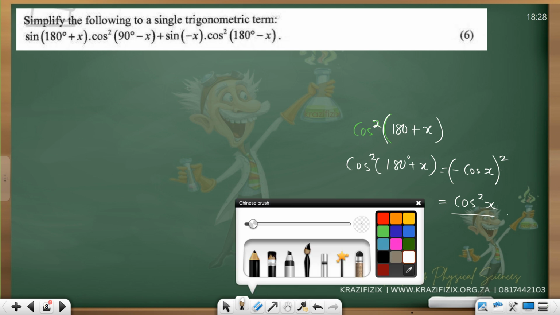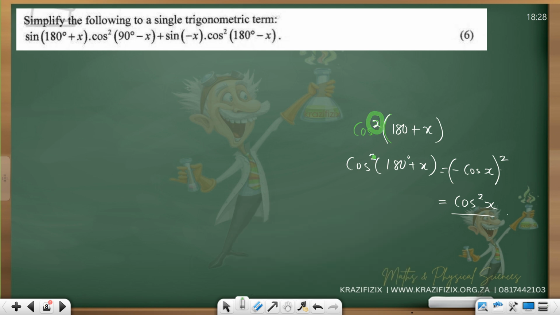So, number 1, forget about the squared. Just work without the squared. Change that. If I put the squared, I just square my answer. So, every negative becomes what?